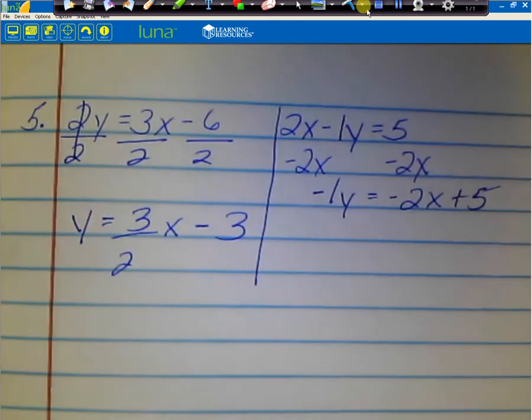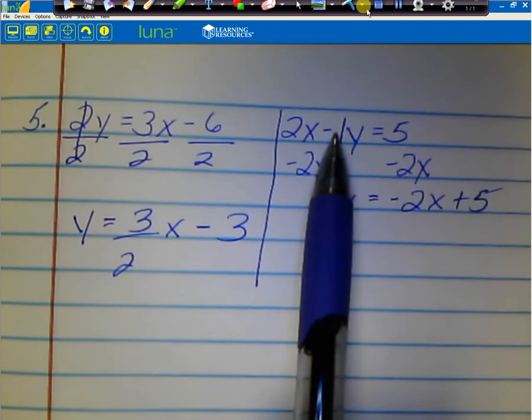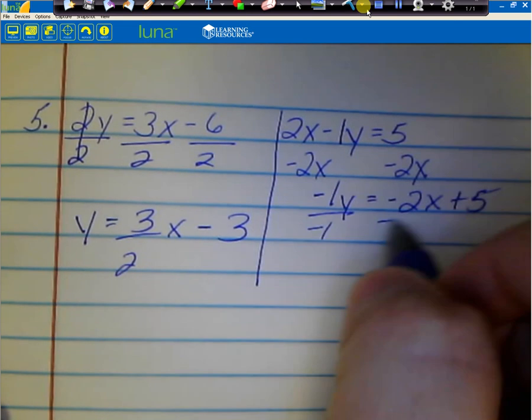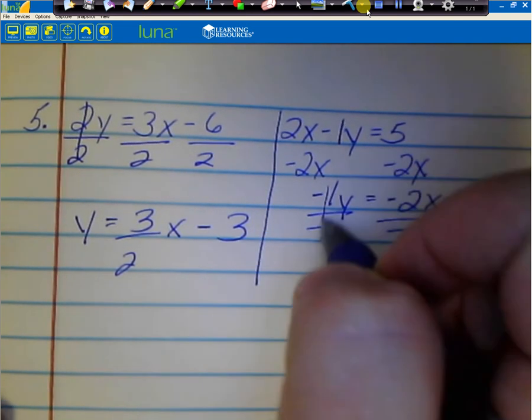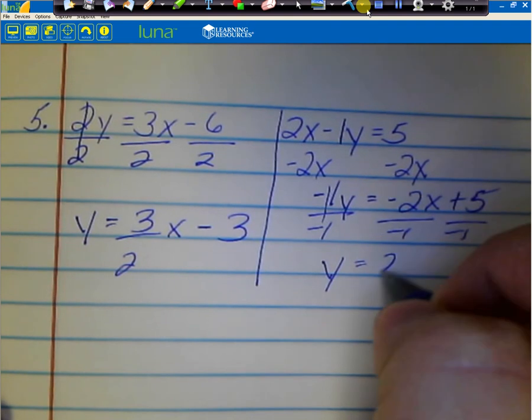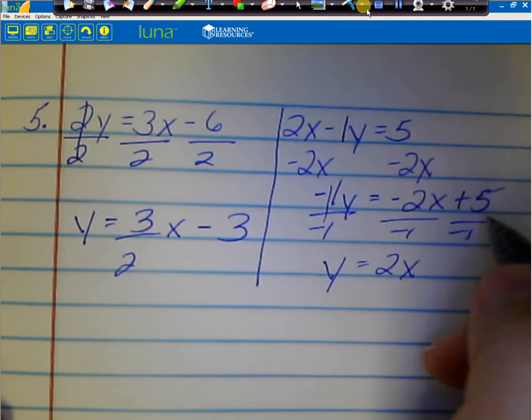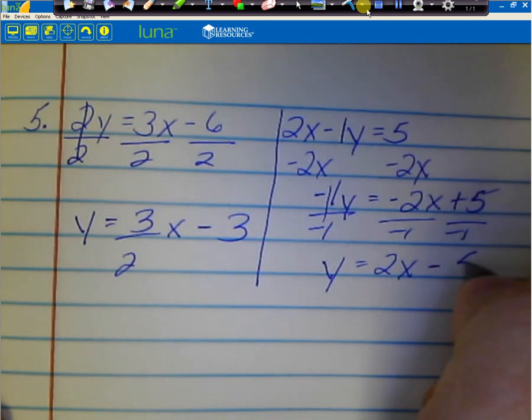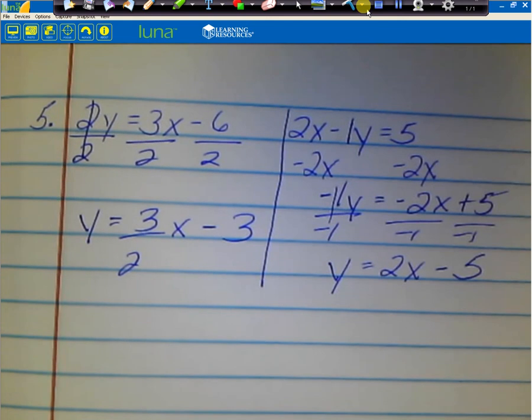And again, I bring that down as a negative 1y because of the minus right here. Then I need to get rid of that negative 1, so I'm going to divide everything in there by a negative 1. So y equals 2x, because negative divided by negative is a positive. And then it's going to be minus 5. So now I'm ready to graph. So we're going to move over to our graph paper. Make sure you have both of those solved for y before you move on. You can pause the video now if you need to.